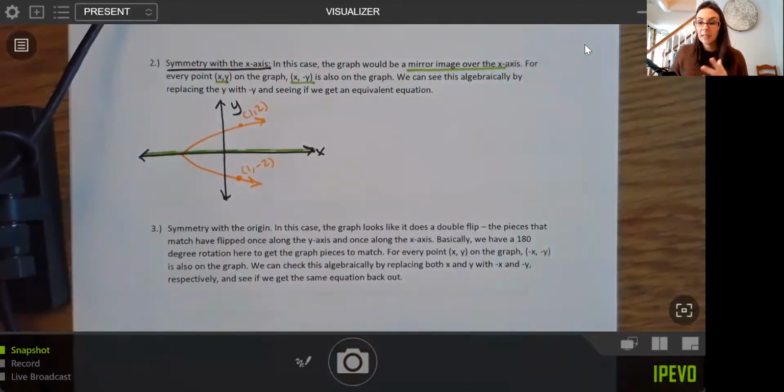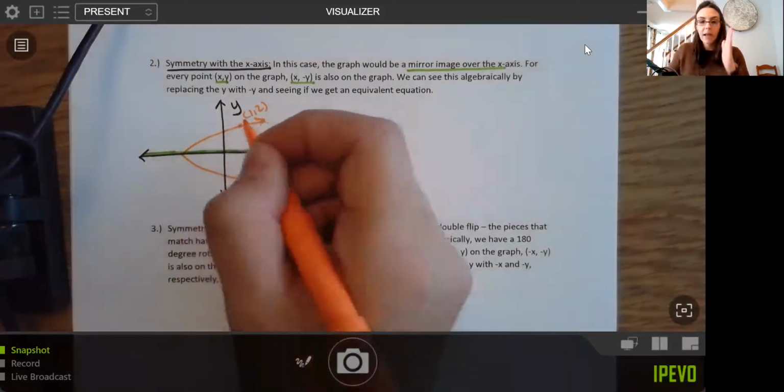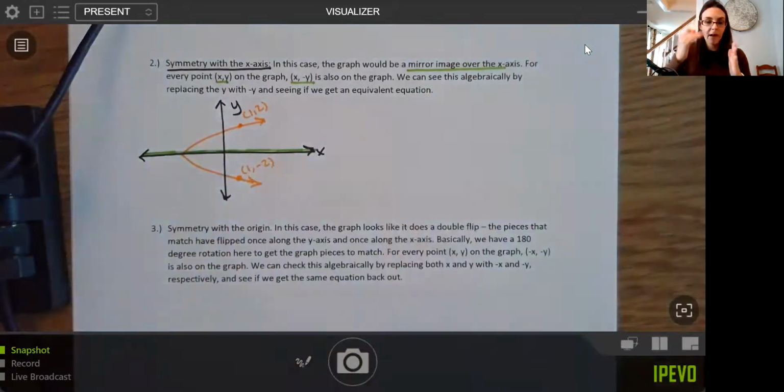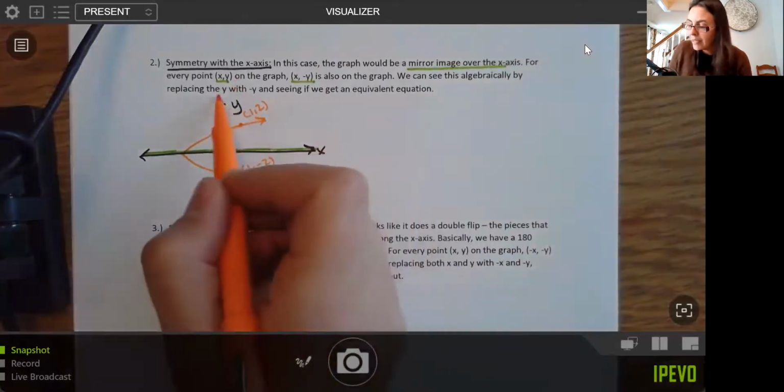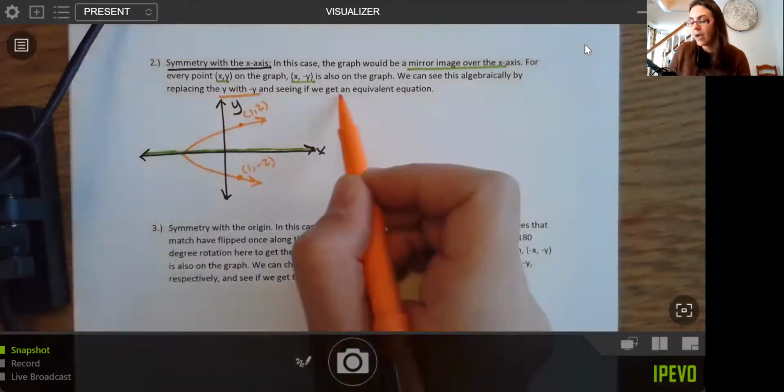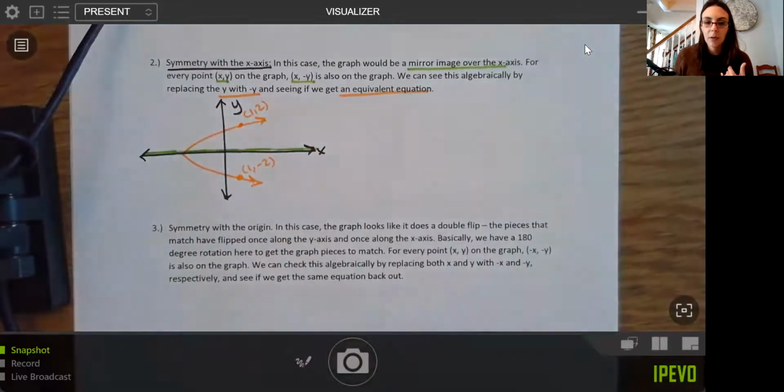So opposite idea of the last example, you have the same x value and then you have both versions of the y value. If you're going to do it algebraically, and we'll do this in a minute, what happens is when you replace y with -y and you simplify, you actually get the same equation back out.